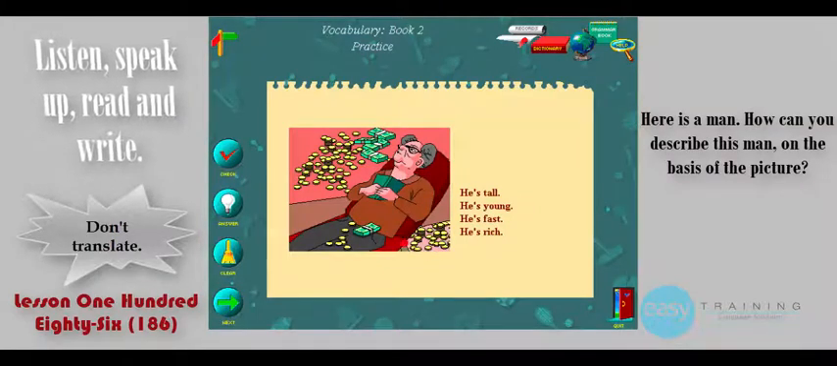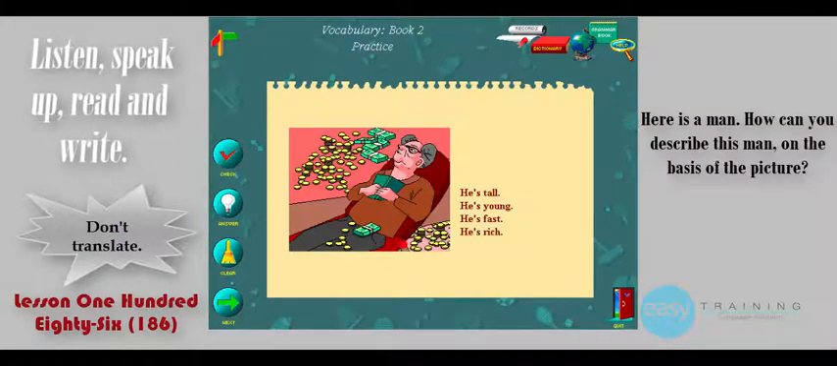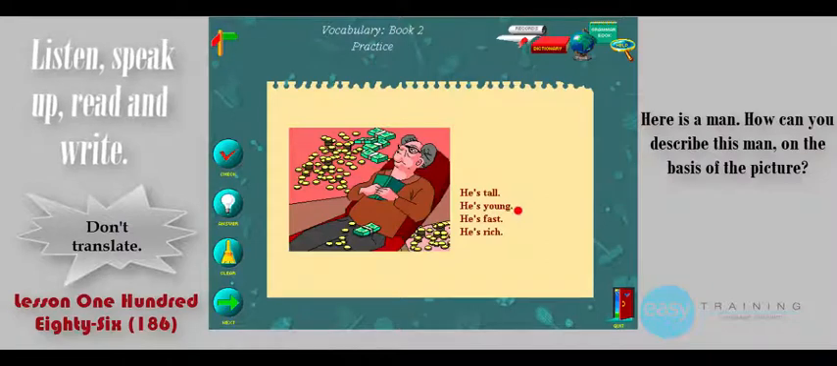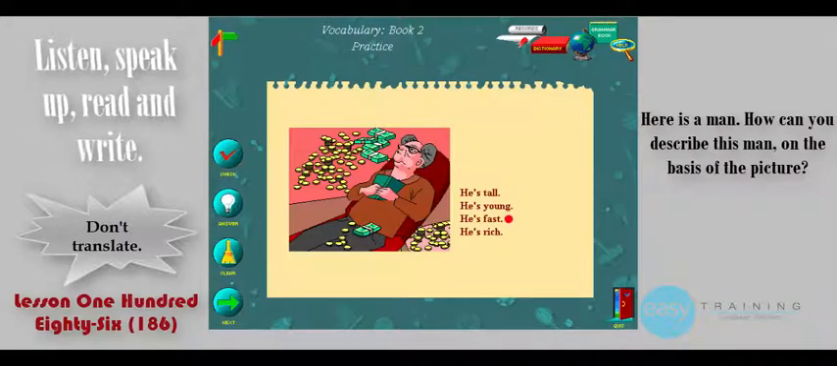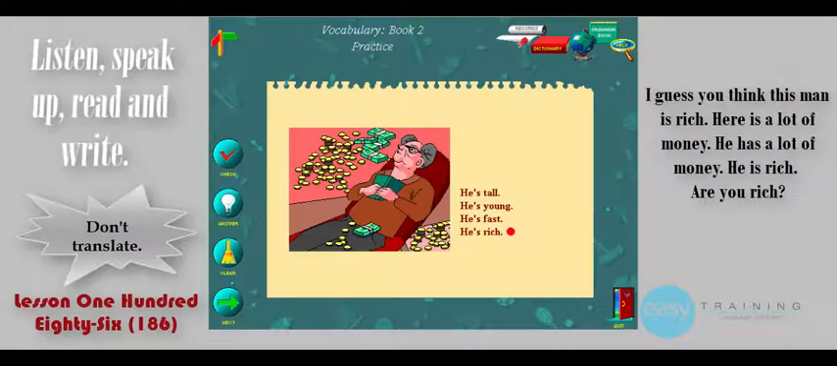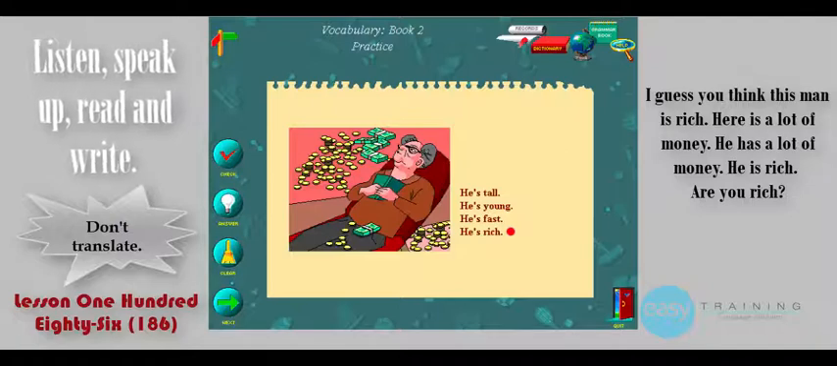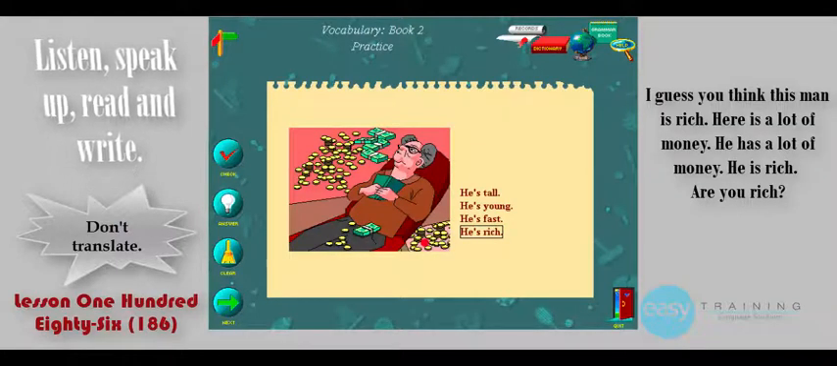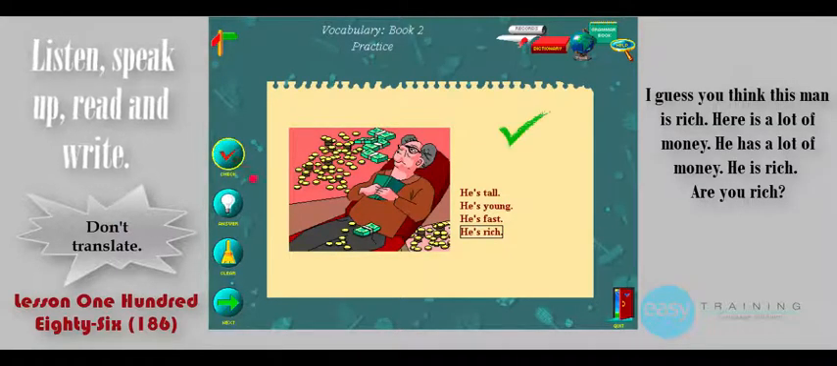Here is a man. How can you describe this man on the basis of the picture? He is tall, he is young, he is fast, he is rich. I guess you think this man is rich. Here is a lot of money. He has a lot of money. He is rich. Are you rich?